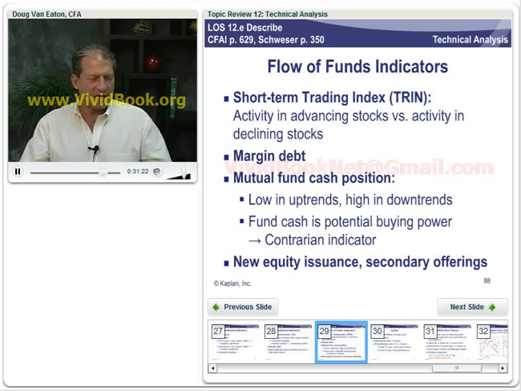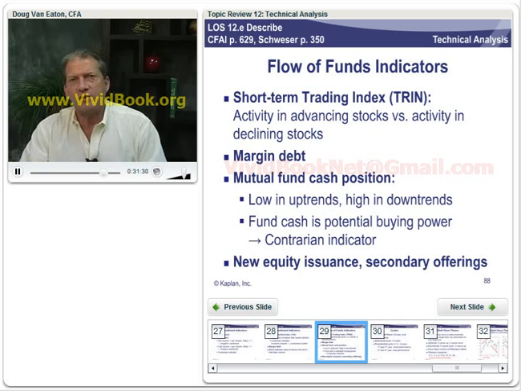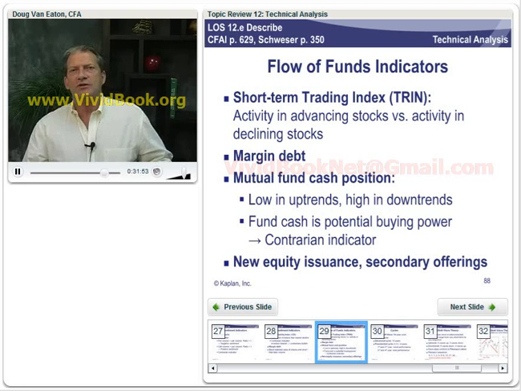Our next category of indicators is flow of funds, trying to look where the flows of cash are within the investment universe. So this first one, sometimes called an ARMS index after Mr. Arms who invented it, but also called TRIN for trading index. It looks at the activity in advancing stocks versus the activity in declining stocks. We can also look at margin debt as a flow of funds indicator, and mutual fund cash position.